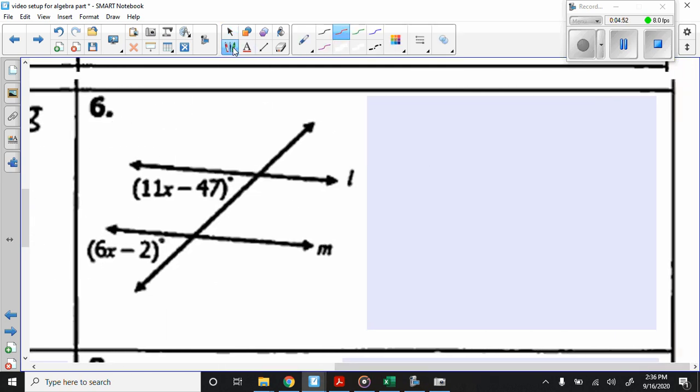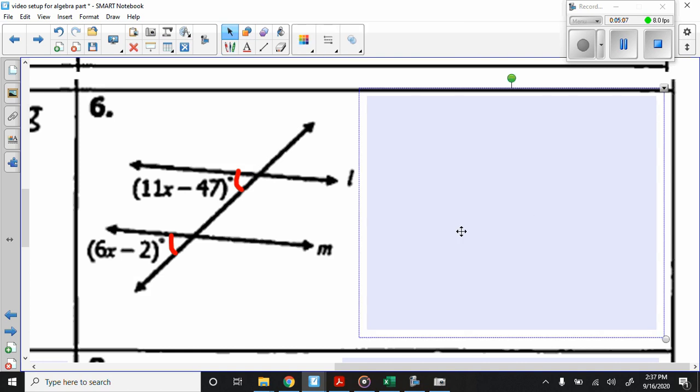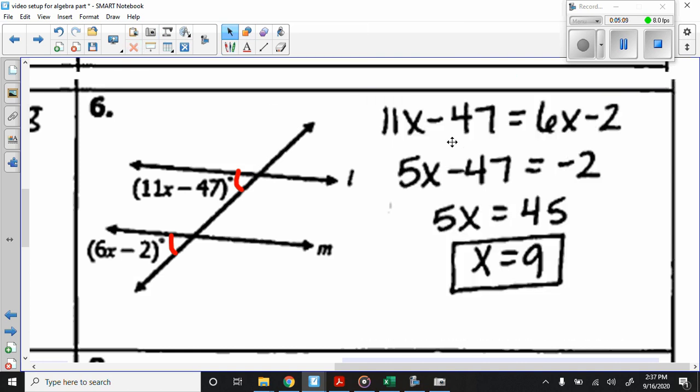Okay, this one's a little easier to read. I've got an angle in this bottom left and this angle in this bottom left. Anytime I say the same exact position, bottom left, that's corresponding. And that is a congruent relationship. So we'll set them equal to each other. And there's my math to back that up.